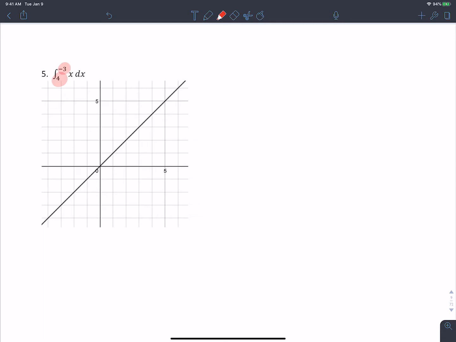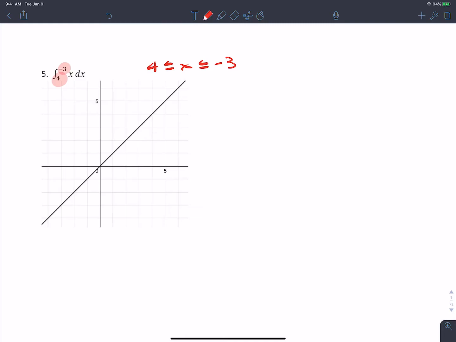So we have a problem here, right? You're saying 4 less than or equal to x less than or equal to what? -3. It does. Your limits don't work that way. Okay, but can we integrate this? The answer is yes. Let me show you what's going to happen here first, okay?